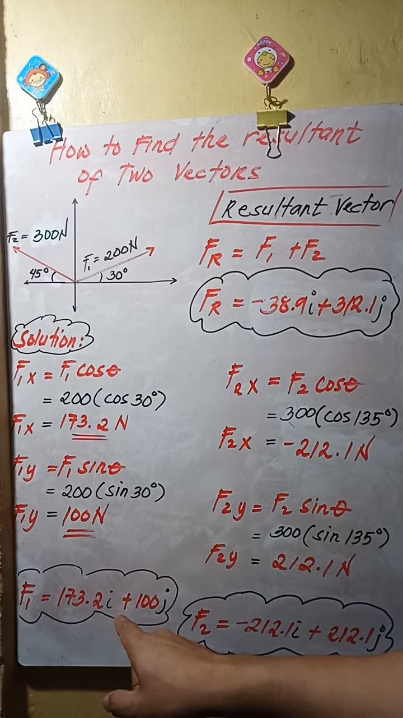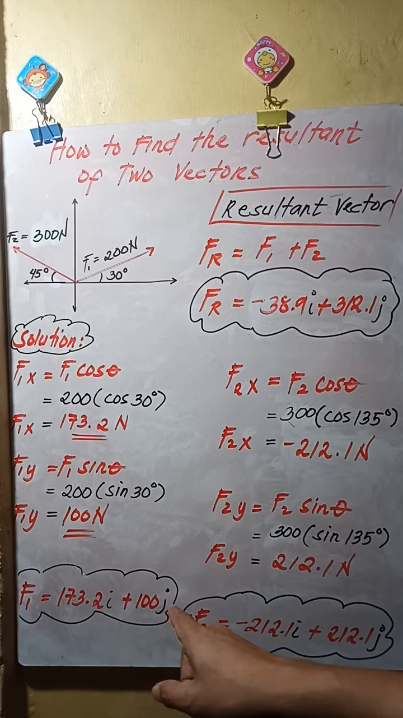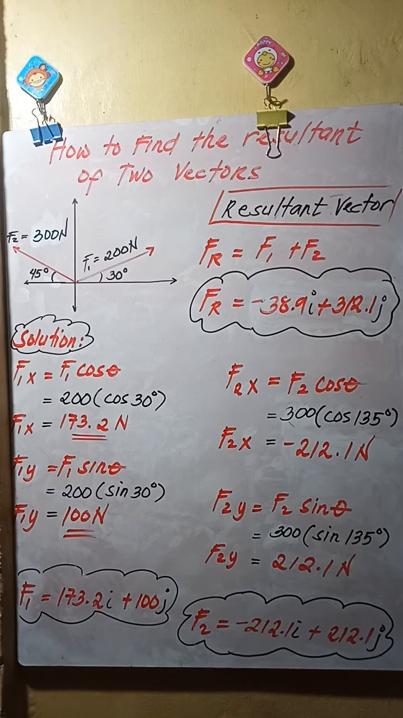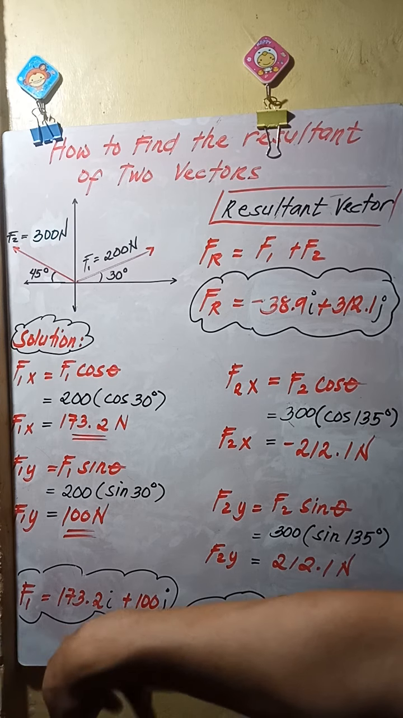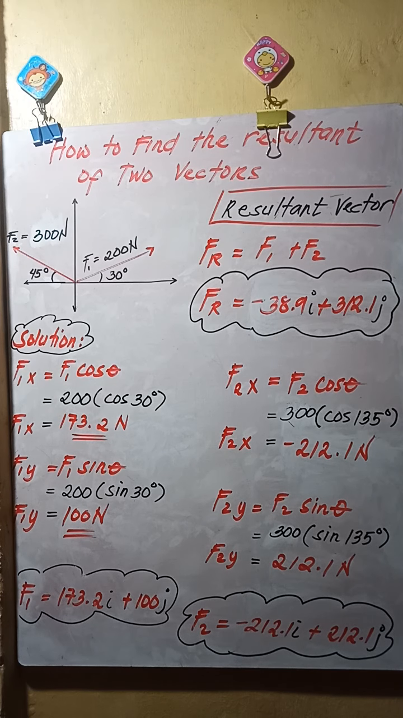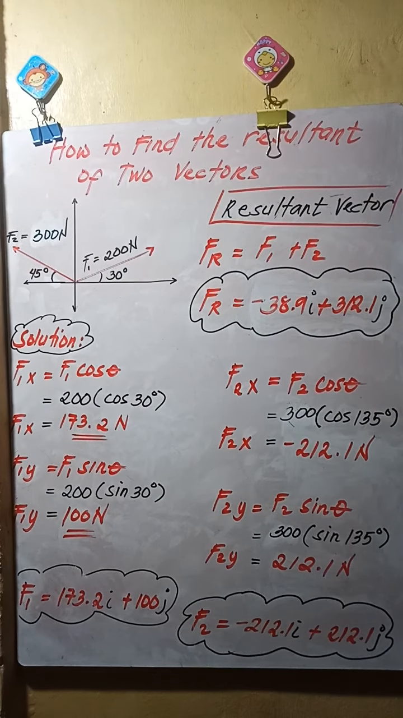173.2i, kasi nga, nasa unit vector. Nilagay ko sa unit vector. And then, plus 100j. Yung j naman is just your component for y. No? So, ayan yung unit vector natin, I mean, component vector ng F1. So, ngayon, kasi tapos na tayo dito sa F1, so I will solve again for F2.